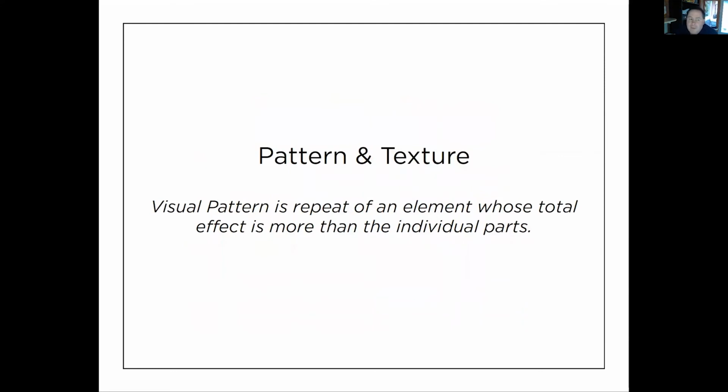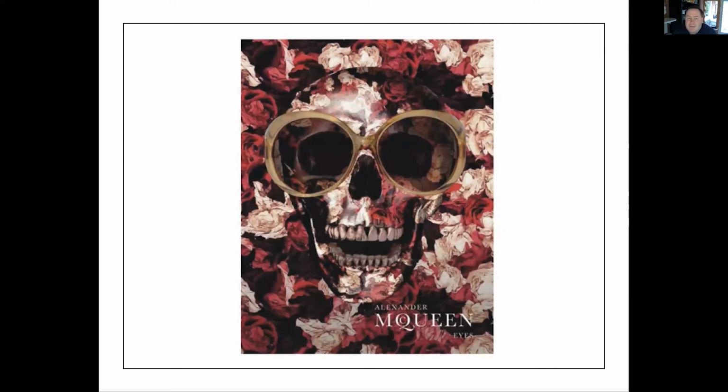Visual pattern is the repeat of an element whose total effect is more than the individual parts. All right, the visual pattern is the repeat of an element whose total effect is more than the individual parts. And what we're dealing with here is a series of different patterns, or what we call textures as well. All right, so you look at this, it's like, oh, there's a series of different objects put together to create one texture.